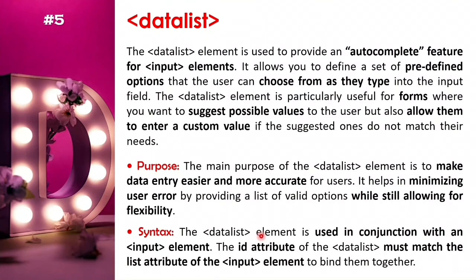So next up, it's datalist. The datalist element is used to provide an autocomplete feature for input elements. It allows you to define a set of predefined options that the user can choose from as they type into the input field. This element is really useful in forms, when you want to suggest possible values to users, but also allow them to enter custom values. So that's the datalist.